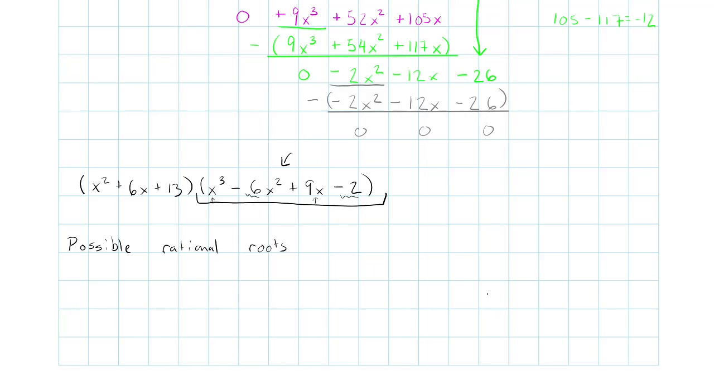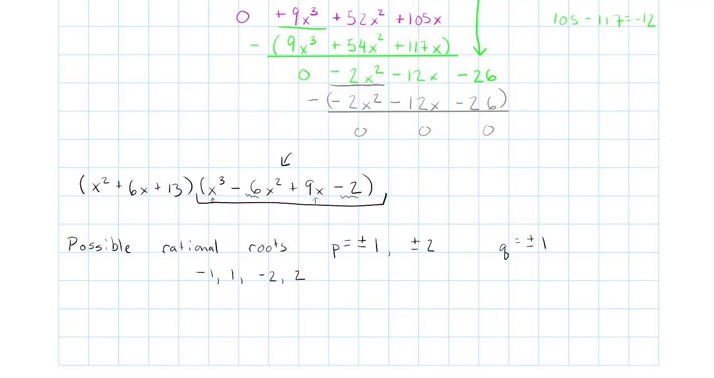And I have good news. My p has to be a factor of negative 2, so plus or minus 1, or plus or minus 2. My q has to be a factor of 1, so just plus or minus 1. My possible rational roots are negative 1, 1, negative 2, 2. So that's not a lot.